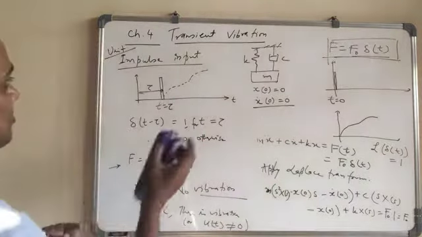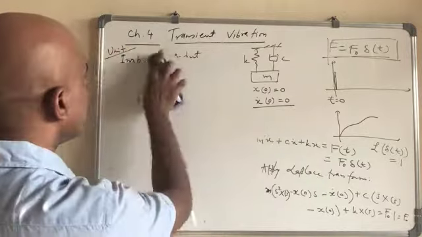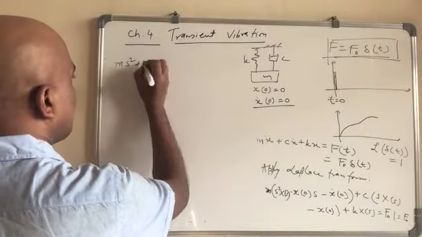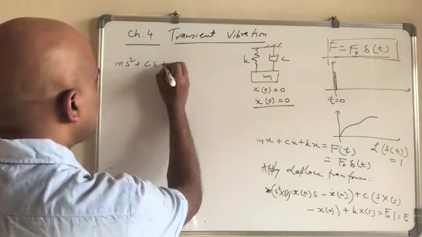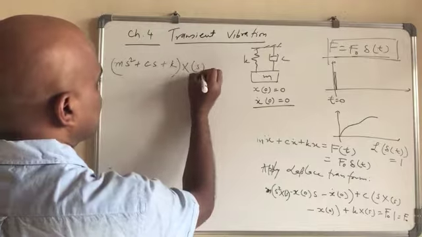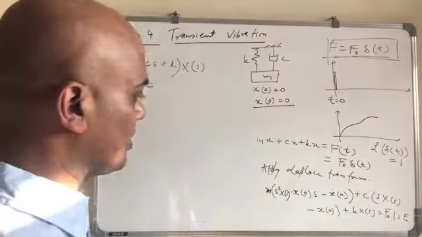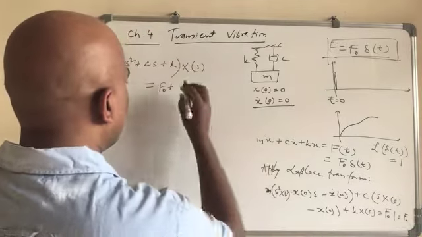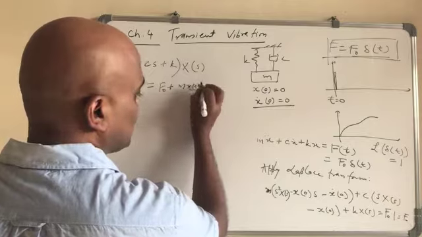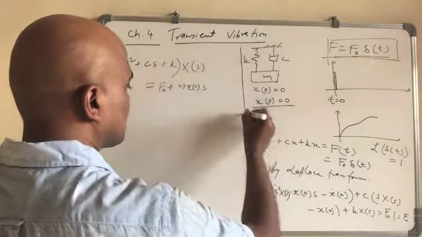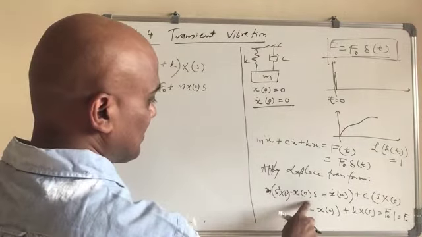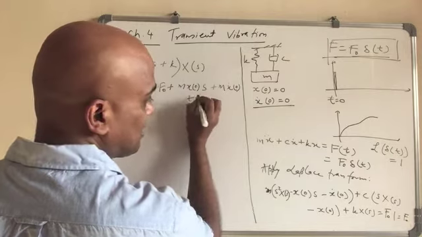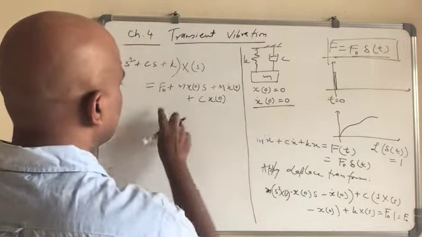So finally, we get m s square plus c s plus k, multiplied by X of s, equal to F naught plus m s x at 0, plus m x dot at 0 plus c x at 0. So we get this.